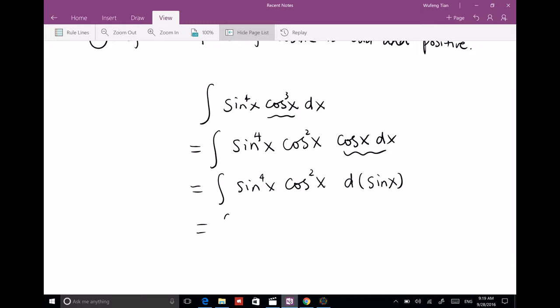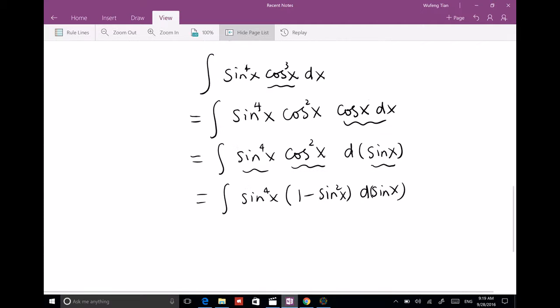We can do exactly the same thing. Then we have sine x power 4, and cosine x squared, which we write as 1 minus sine x squared, times d of sine x. Okay, and then you have sine x power 4 minus, distributing, sine x power 6, and d of sine x.